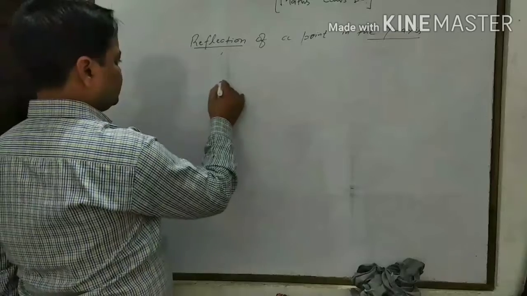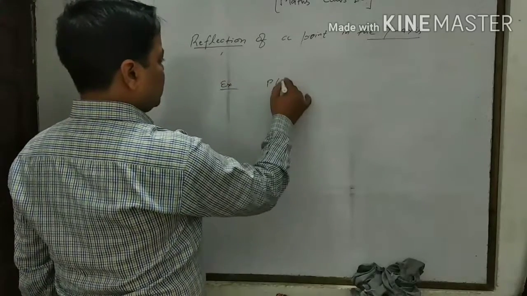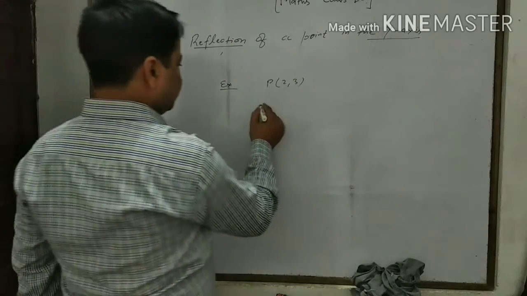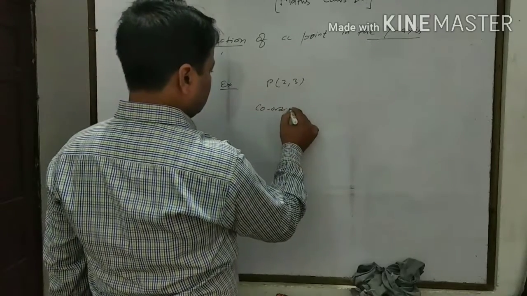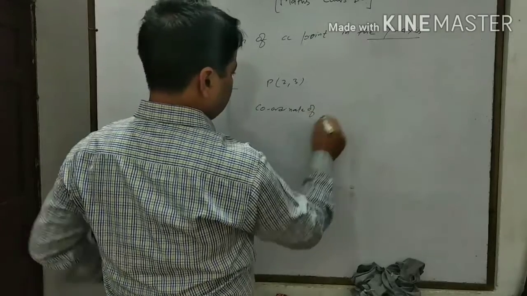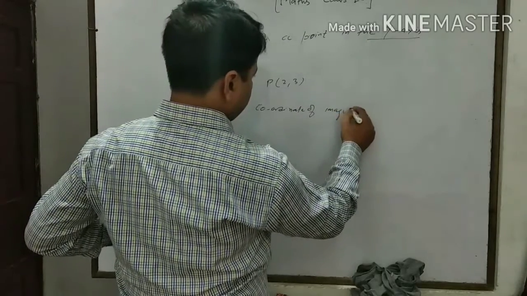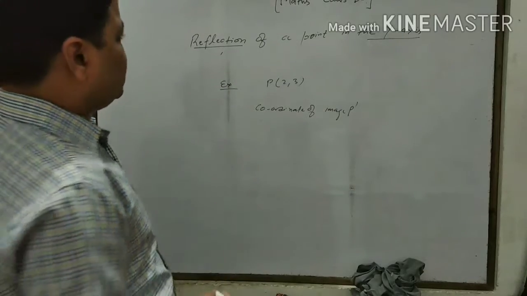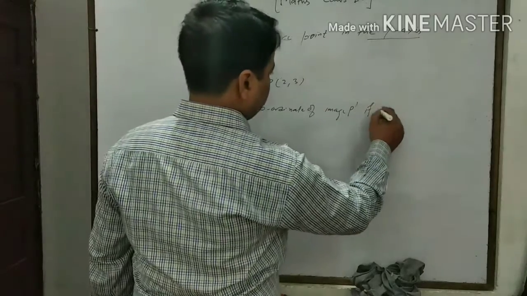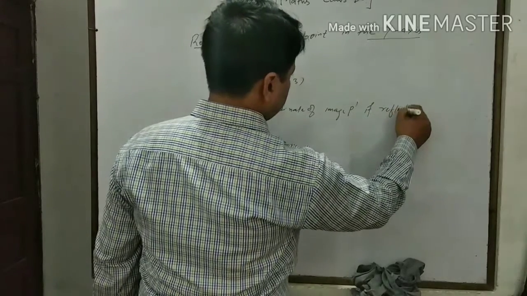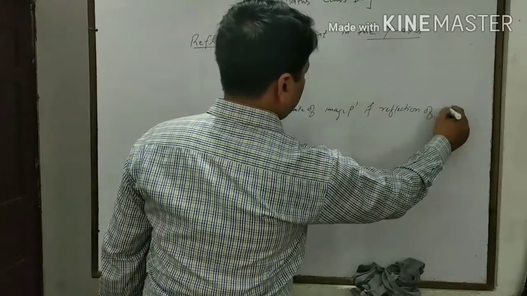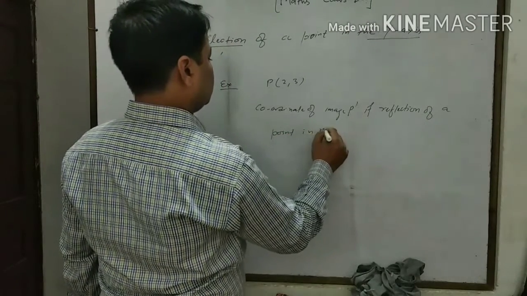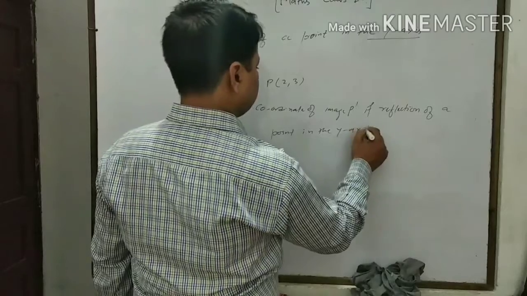Example, let the coordinate of point P be (2, 3). Then what is the coordinate of the image P dash if the reflection of the point is in the y-axis?